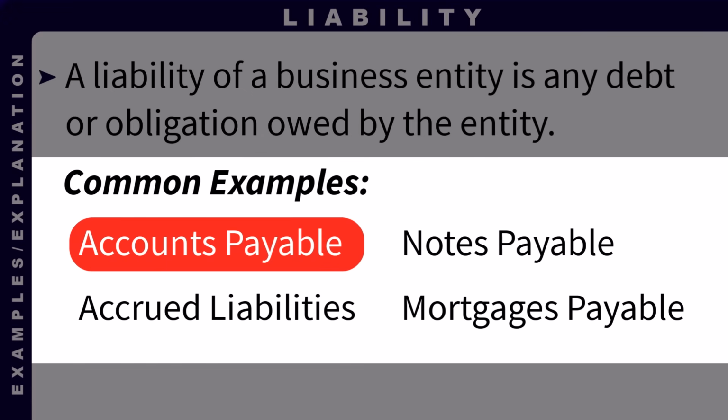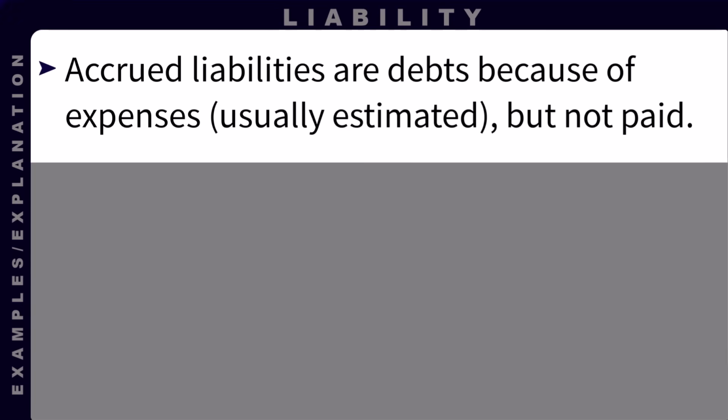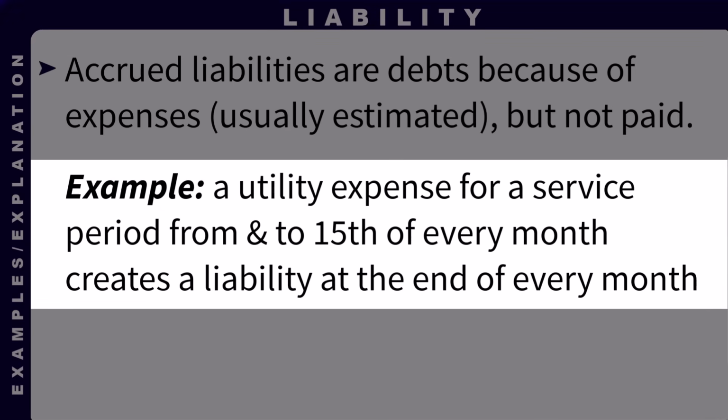Alright, the other type of liability is accrued liability. Accrued liability shares a lot of characteristics of accounts payable, except that the amount owed is often estimated. Accrued liabilities are debts because of expenses usually estimated but not paid. For example, let's say your utility company, such as your electric power supplier, sends you a bill every month for electric consumption from the 15th of one month to the 15th of the next month. That is what this means.